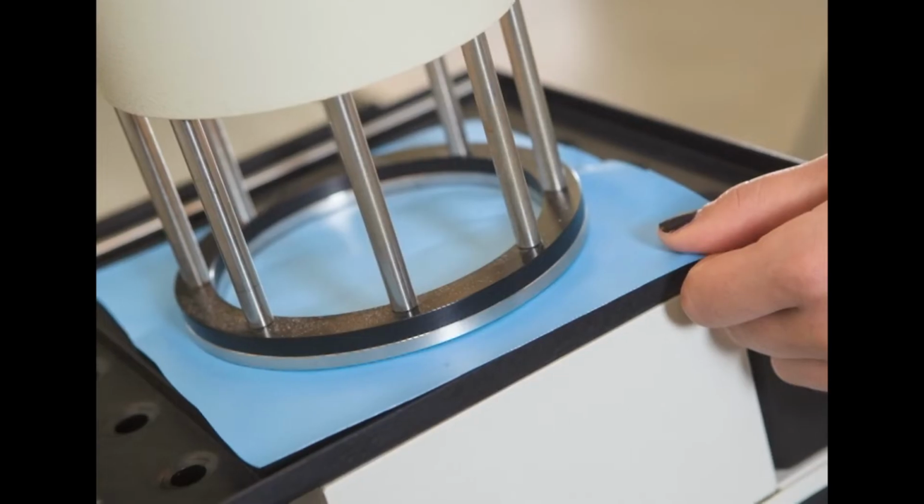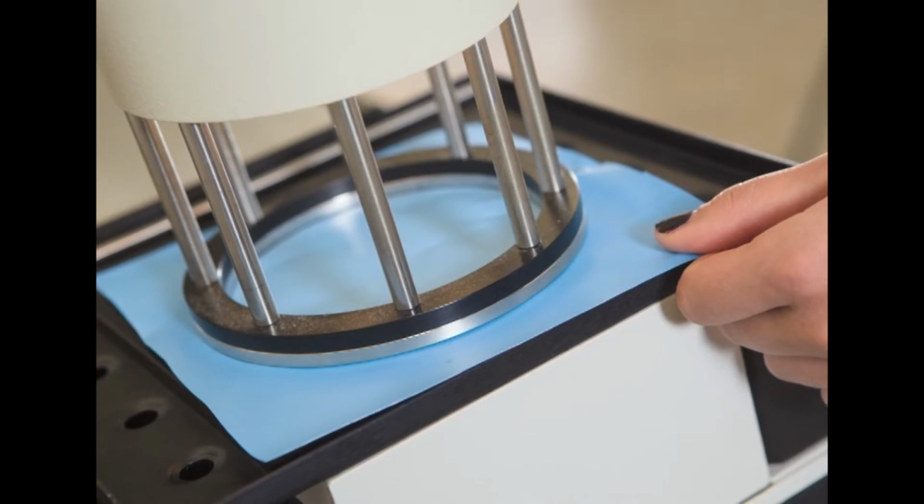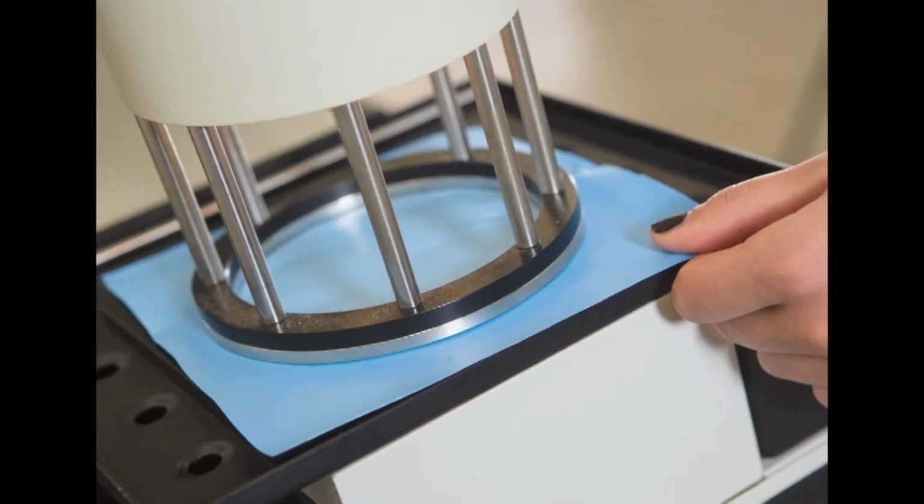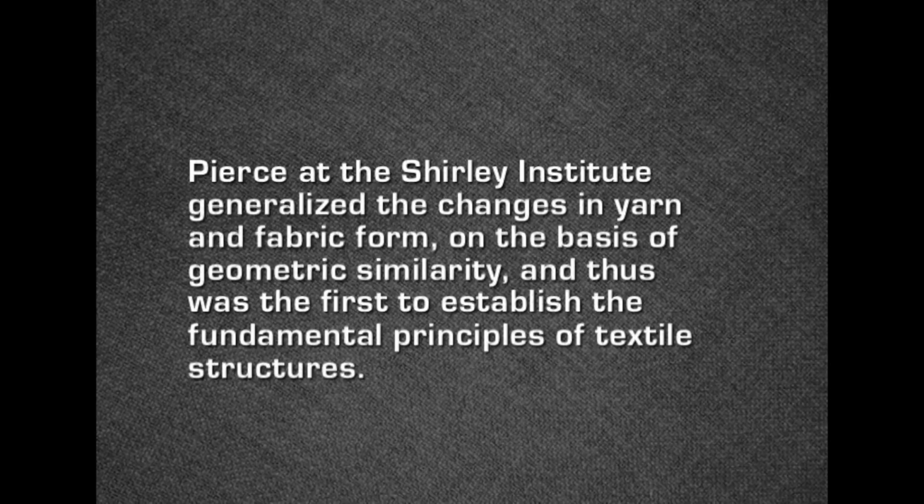Hello students, today we learn about the geometry of fabrics and how to actually measure these geometrical properties of the fibers, on which the other properties of the fabrics are based. Pierce, an eminent scientist at the Shirley Institute, generalized the changes in yarn and also fabric form on the basis of geometric similarity, and thus was the first one to establish the fundamental principles of textile structures.